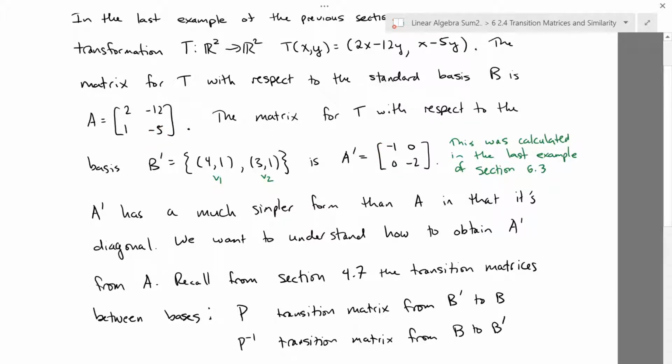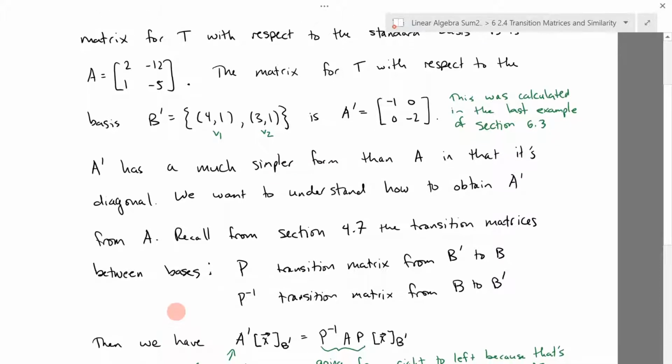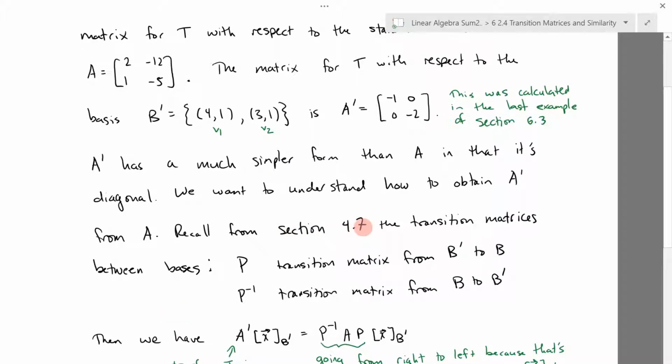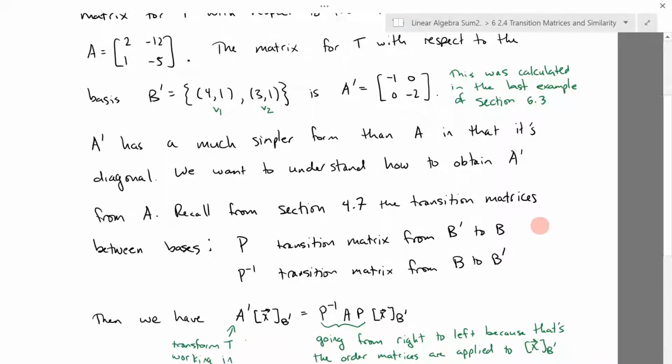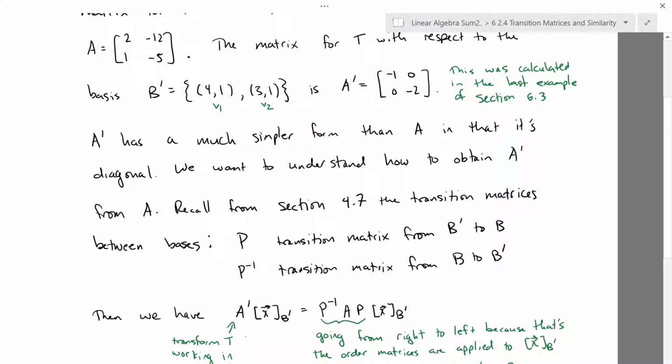And so we want to know how to obtain the matrix A prime from the matrix A. How are these two matrices related? If you go back to section 4.7, we discussed transition matrices where you change from one basis to another. The notation there was that P is the transition matrix from B prime to B, and P inverse is the transition matrix from B to B prime.